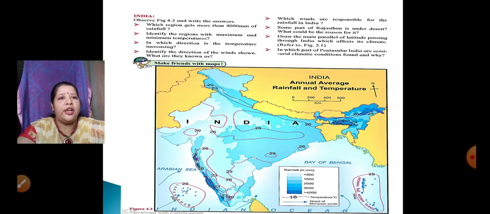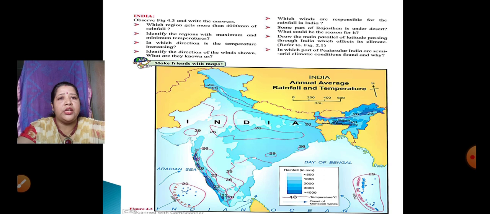Next question is, identify the region with maximum and minimum temperatures. In the map of India, the maximum temperature is in Lakshadweep Island, the Andaman and Nicobar Island, and parts of Gujarat and Andhra Pradesh. Then can you imagine where the minimum temperature will be? Yes, correct. The minimum temperature is in Jammu and Kashmir, then Meghalaya, Arunachal Pradesh, etc. Let's go to the next question.